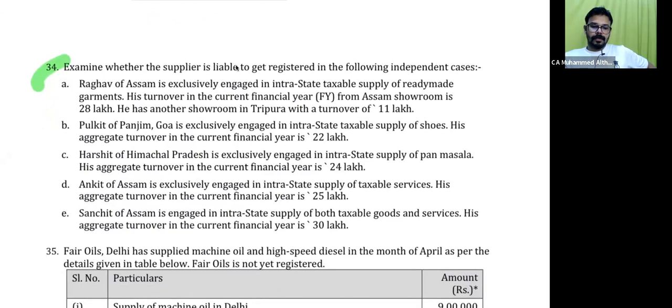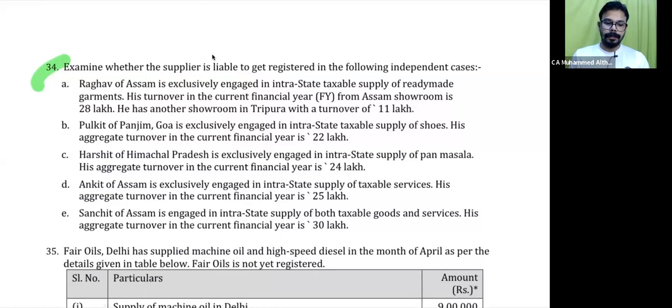First one, whether it is liable, everyone. Raghav of Assam is exclusively engaged in industrial supply of ready-made garments. Assam 28 lakh and Tripura 11 lakhs. Tell me, how much is the aggregate turnover? 39 lakhs. And they are dealing in goods.